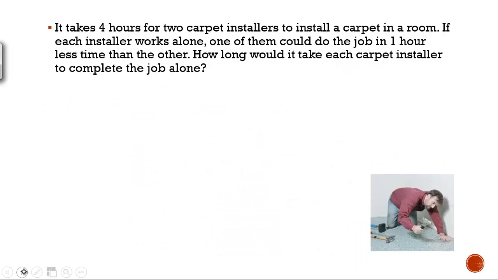And here's one more problem. Again, we've done problems like this. We've set them up before, but we may not have been able to solve this equation before because it was non-factorable. So this is a work problem, installing carpet in a room. It takes 4 hours for 2 of them together to install carpet. If each installer works alone, one of them could do the job in 1 hour less time than the other. How long would it take for each carpet installer to complete the job?